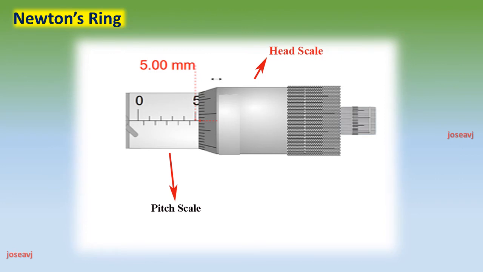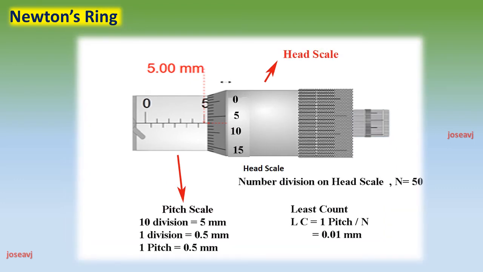Screw gauge has two scales. One is called the pitch scale, the other one is called the head scale. Pitch scale is in millimeter, and on the head scale there are 50 divisions. If you observe the pitch scale of the screw gauge, 10 divisions are equivalent to 5 millimeter, or 1 division is equal to 0.5 mm, or 1 pitch is equal to 0.5 mm. In the head scale there are 50 divisions, so the least count of the screw gauge is 1 pitch divided by the number of divisions on the head scale, that is n, which is equal to 0.01 mm.